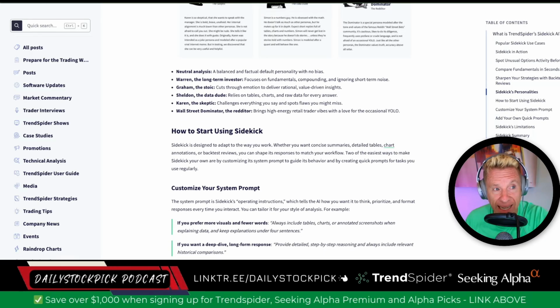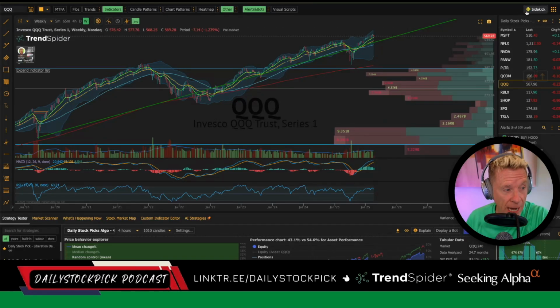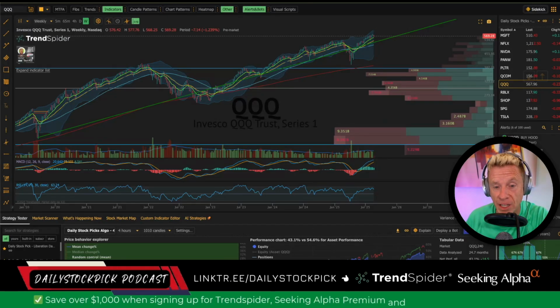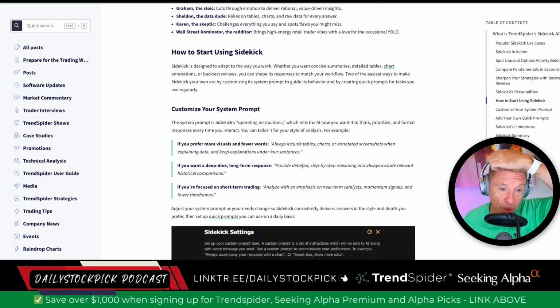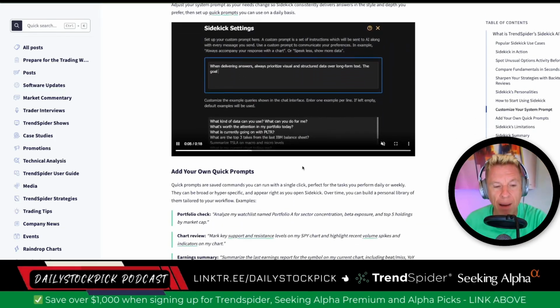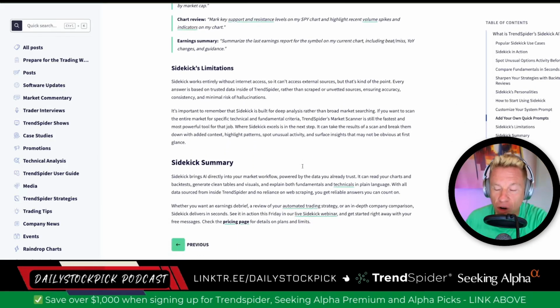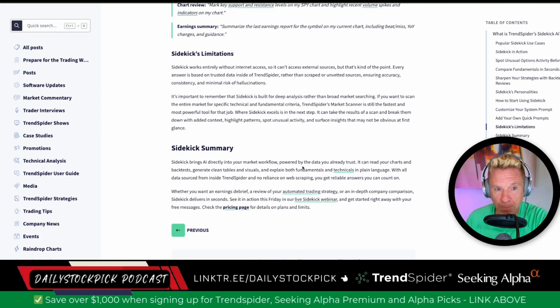Now you'll find Sidekick in TrendSpider up here in the upper right, and you can start using it, and they give you your custom system prompts, add your own prompts, and there are limitations, okay?